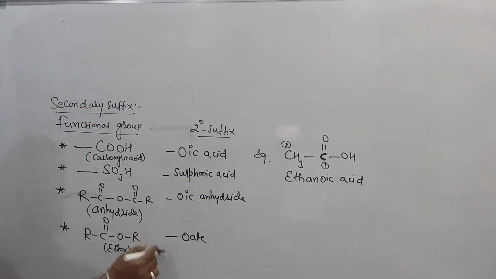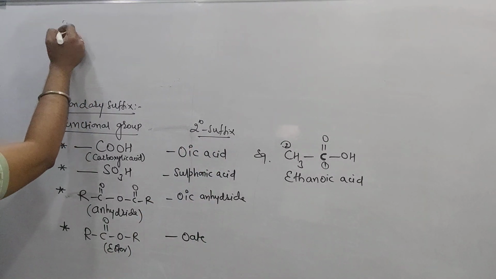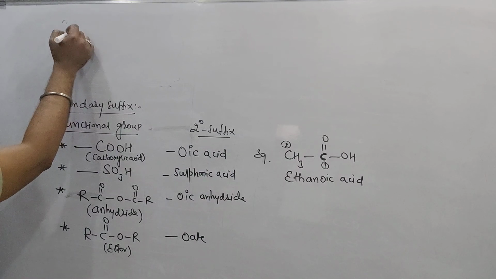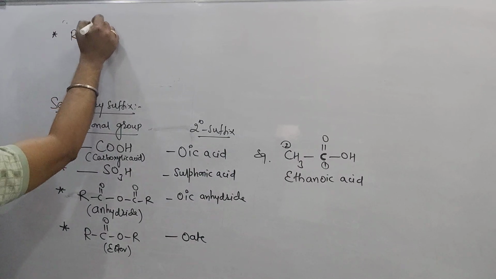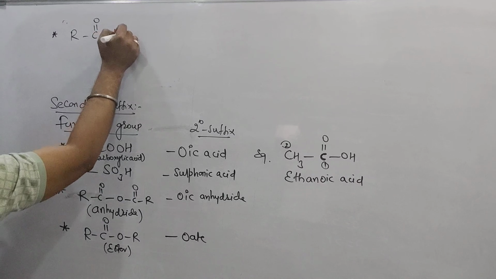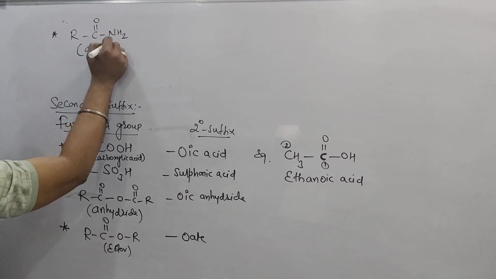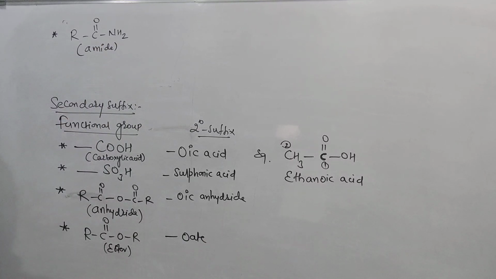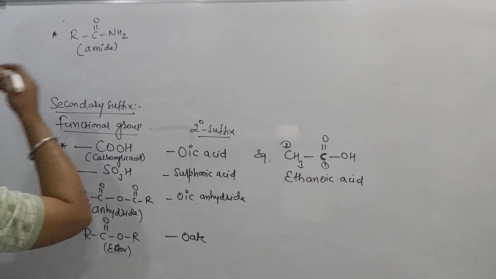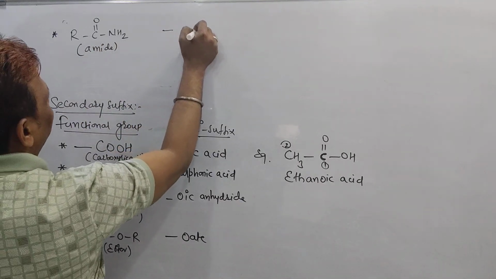But not only this, we will add one more, the base functional group which we remember, that is RC double bond ONH2. We know this functional group is called an amide. And for this amide, the secondary suffix we should write is only "amide".